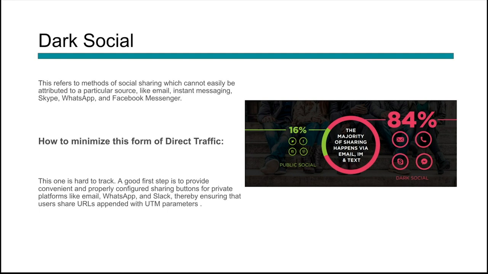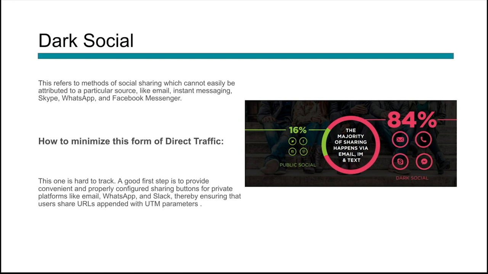And the last thing we're looking at is dark social. This is the method of social sharing which can't easily be attributed to a particular source. So we've got the social tools like Twitter and Facebook and Instagram and Pinterest, which are these major sites. But we also have these social tools, where the majority of the sharing actually happens, like email and texting and Skype and WhatsApp and Facebook Messenger. And so people are working inside of these platforms to communicate and share. And as you can see, this is a pretty interesting statistic here, that 84% of this sharing comes from what would be called dark social. So it's hard to track.